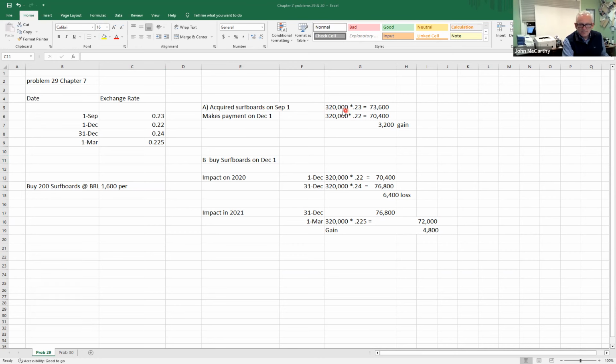So on acquisition, the cost of the surfboards was 320,000 reais at 23 cents per reais, which costs $73,600. That's what we initially record them at. On December 1, we make the payment, which is still 320,000 reais, but we can acquire those cheaper because it now only costs us 22 cents to acquire one reais. So that's $70,400, and that's a $3,200 gain. So that is A. Does that make sense?